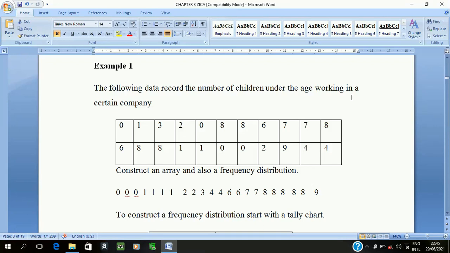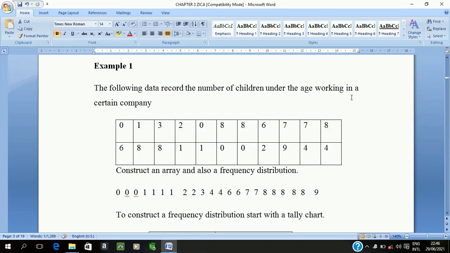So we have 0, 1, 3, 2, 0, 8, 8, and the numbers continue like that. If you have a distribution where values are not arranged in any particular order, you've got raw data. But if this data is arranged in a particular order of size, whether ascending or descending order of size, you have a data array. So what is the data array?